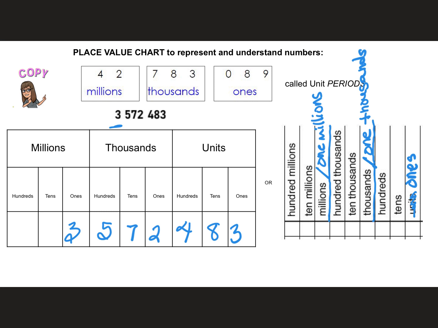And if you write your place value chart this way, again, same idea. If I was working with this number again, I would put my 3 in the millions place, 572 in the thousands period, and oops, that's supposed to be a 4. One moment. 483 in the units period. Press pause and copy if you haven't copied before we continued the video.